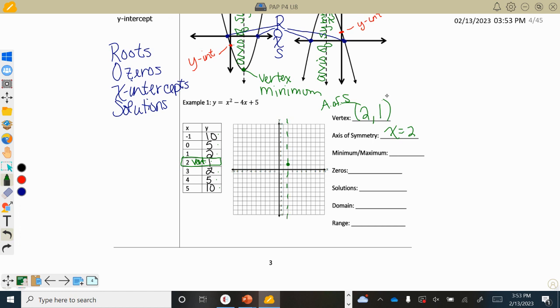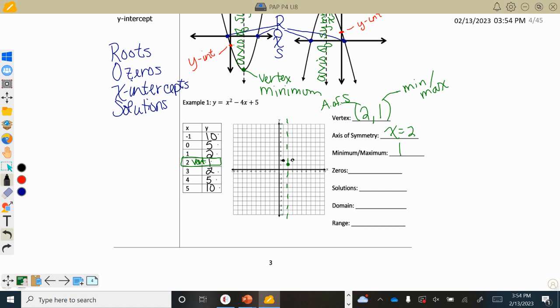And then this one is going to be my minimum or my maximum, depending on how my parabola opens up. Okay? So let's go ahead and graph the rest of it. We can tell whether it's a minimum or a maximum. So at 1, I get 2. And that mirrors over here at 3, where x is 3, sorry.